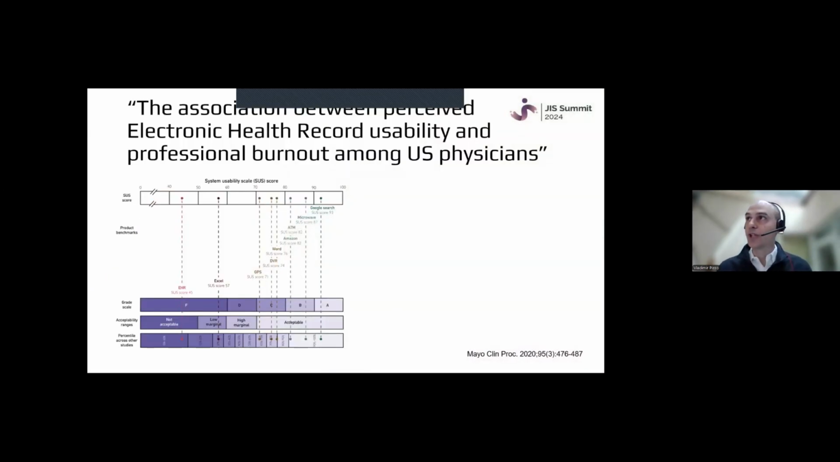The association between usability of electronic health records and burnout is also well known. Another classic example is a publication that displays the usability scores of EHRs. You can see here the comparison using usability scales like SUS. And you see that the EHRs grade F, so an unacceptable user interface or usability of those systems, worse than Excel, and if you compare with things like Google search or microwaves, good examples of things whose usability is quite good, for EHRs the grades are very low.